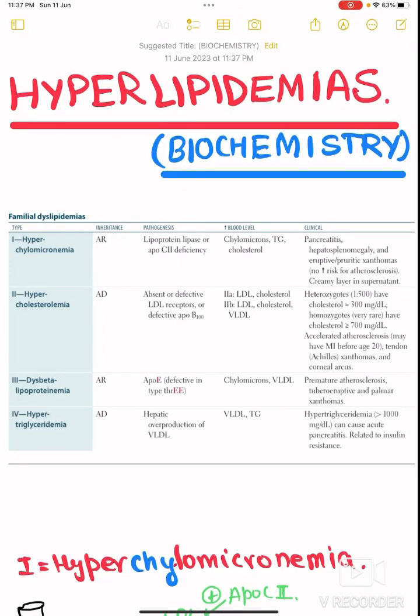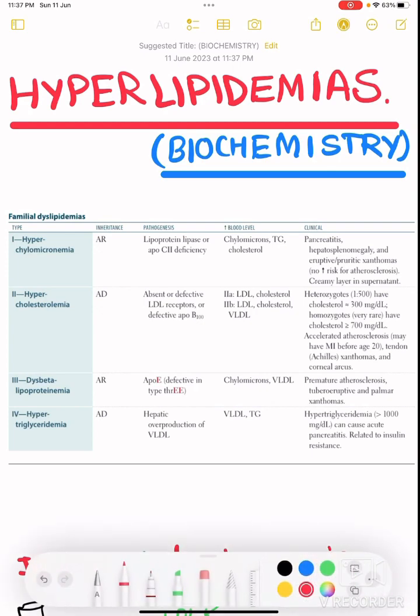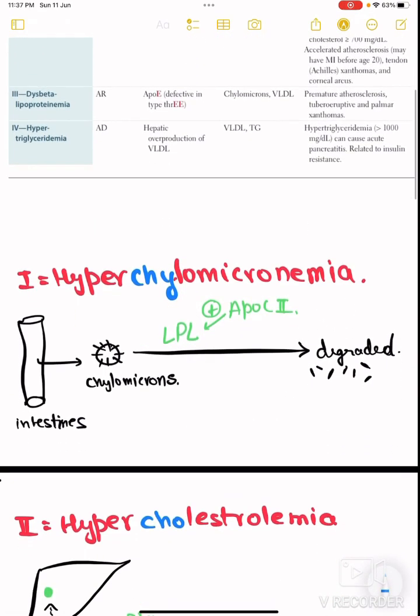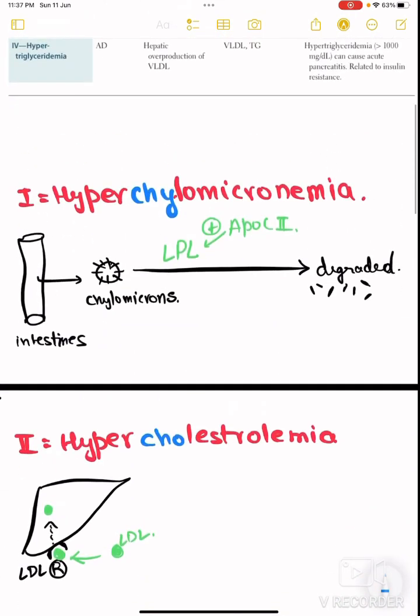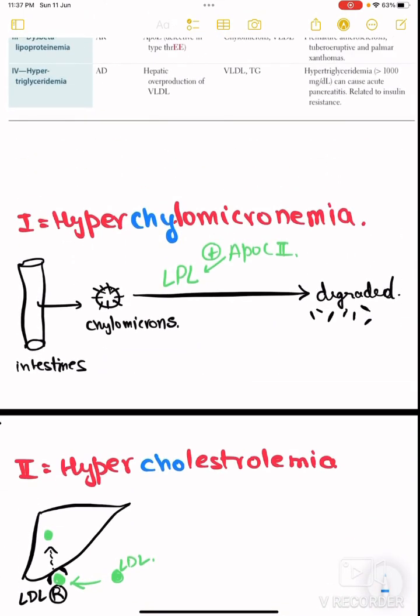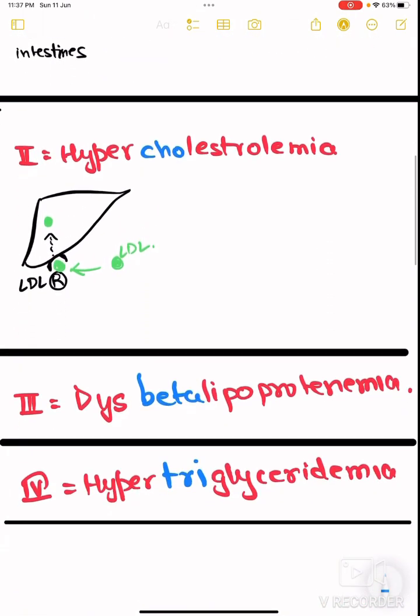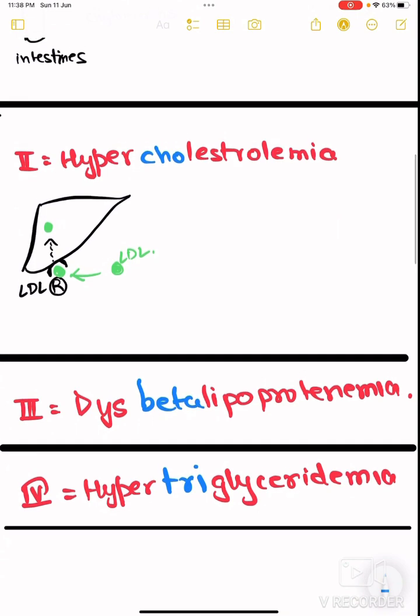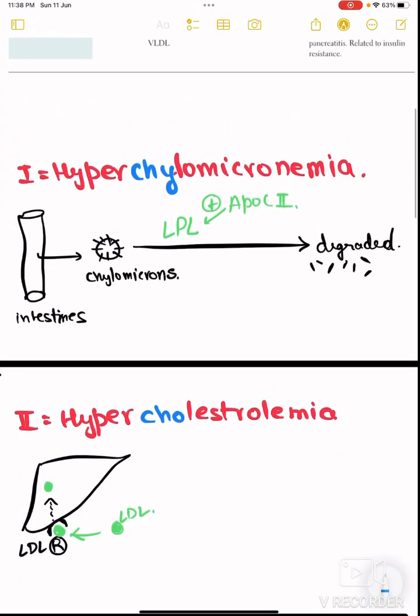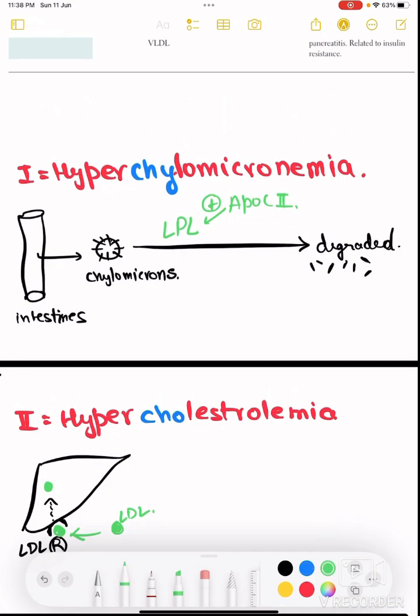Hello guys, so today's topic is hyperlipidemia from biochemistry. First of all, there are four types of hyperlipidemias or dyslipidemias: 1, 2, 3, and 4. The name of the first one is hyperchylomicronemia, second is hypercholesterolemia, third is dysbeta-lipoproteinemia, and fourth is hypertriglyceridemia. So first of all, you have to remember the names according to their types.